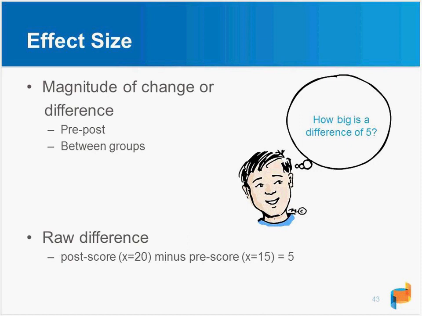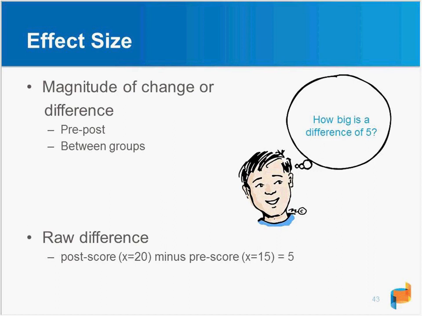The calculation of raw effect size is simple. Everybody can do this. It's based on mean scores. And using the example, the raw difference between pre-post test scores is simply the mean post-test of 20 minus the mean pre-test score of 15 for an effect size of 5. 20 minus 15 is 5.